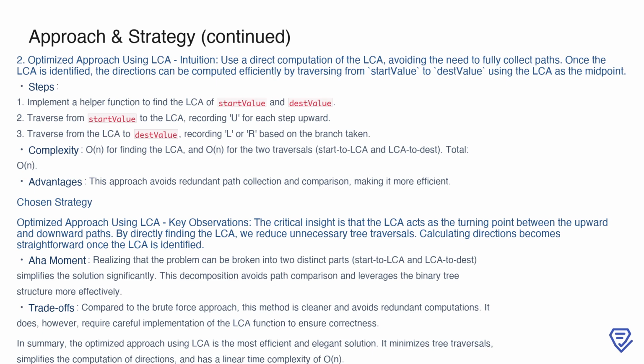The key insight here is that the LCA serves as a natural midpoint between the upward and downward traversals. By breaking the problem into two distinct parts, from the start to the LCA, and from the LCA to the destination, we streamline the solution. While this method requires careful implementation of the LCA function, it is efficient, minimizes tree traversals, and fully leverages the structure of the binary tree.